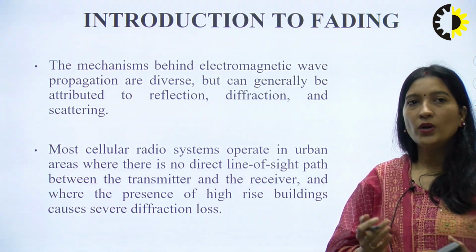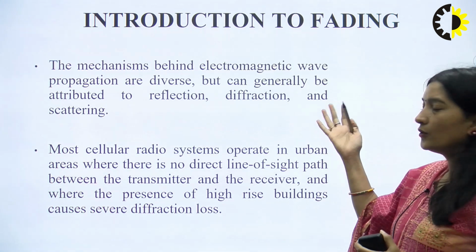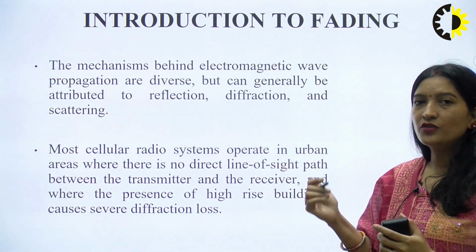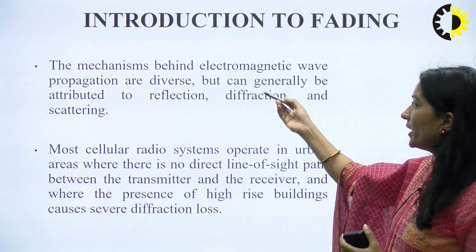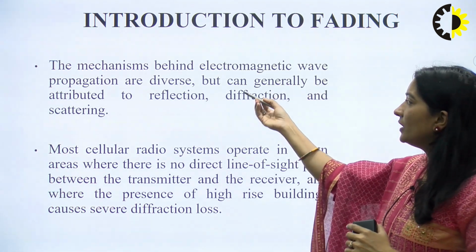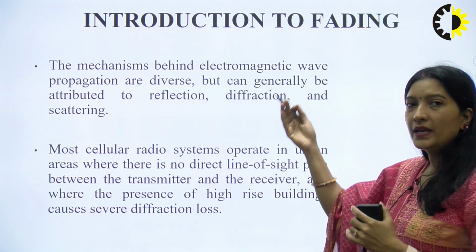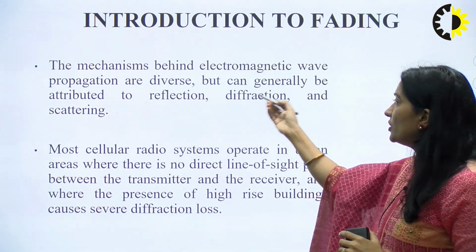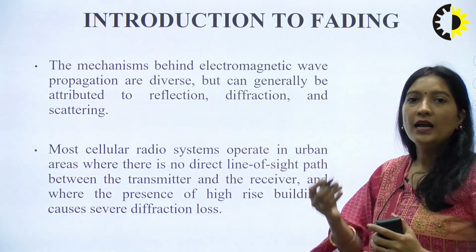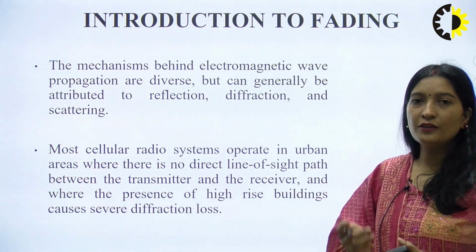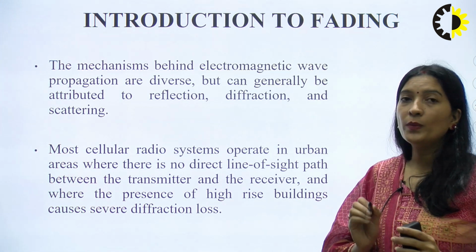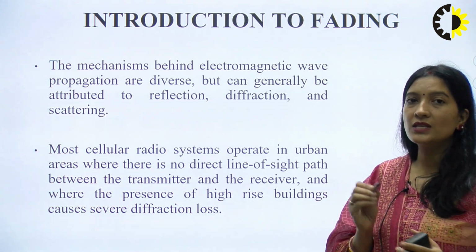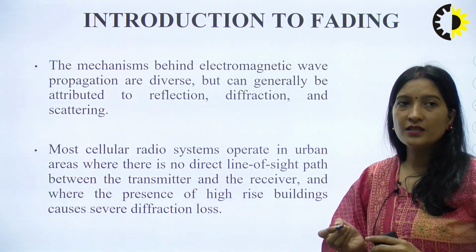So what is fading? Fading means, when an electromagnetic wave travels from one place to another, the wave propagation will diverge, and it is sometimes affected by reflection, diffraction and scattering. Because of these effects, your electromagnetic wave will not be in the same condition as we transmit at the receiver.